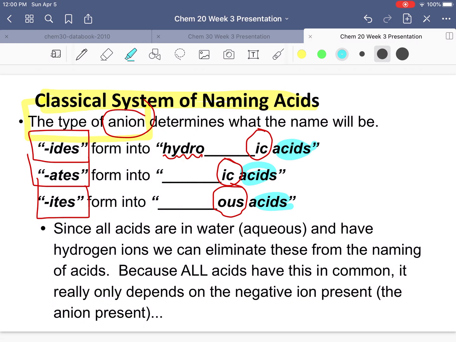Do not lose sight, please, that every single acid, no exception, is an aqueous solution. It's dissolved in water. And don't forget that they all have hydrogen ions. So that classical naming acknowledges the aqueous with saying acid, and then the hydrogen, they all just have it in common. So we leave it off. Our focus is all about the negative ion, the anion. Let's put this into some practice.